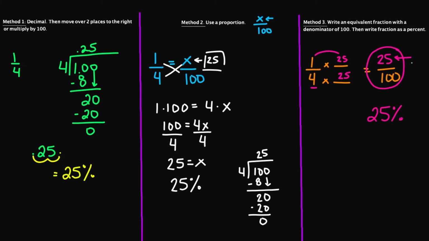And whenever you feel stuck, and you're not sure what number times 4 is going to give you 100, you can always divide. Remember, the opposite of multiplying is dividing. So if you're not sure how to get this middle number here, you can always divide.